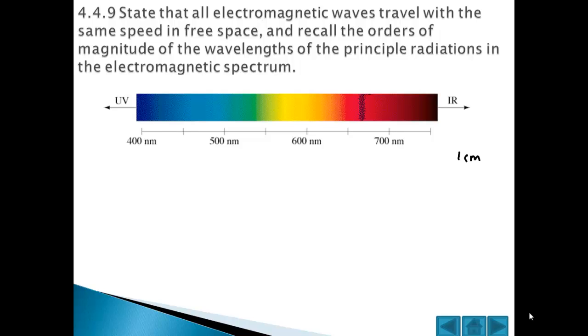Let's start with visible light. You need to know that blue light is 400 nanometers. You need to know that red light is around 700 nanometers. You need to know that green light is around 550 nanometers.